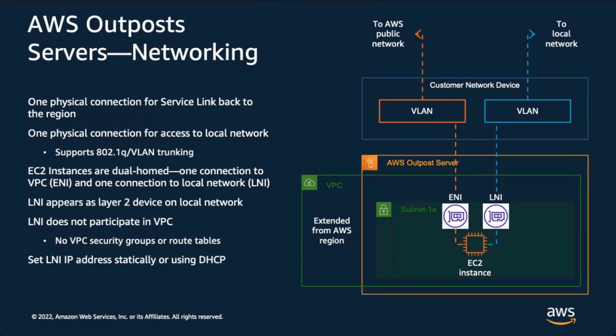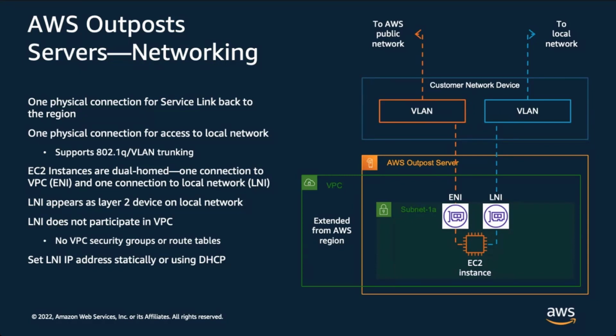So what we've done is we've created a new interface type called a local network interface, or an LNI. It's very similar to an ENI, but it's not exactly the same. If you think about an EC2 instance, you can liken that to a virtual machine that's dual homed, or a physical server that's dual homed to 2 different networks. So every EC2 instance on your Outpost server is going to have 2 interfaces. One will be an ENI, and that lets you participate inside of VPC. The second interface will be an LNI, and that lets you participate within your local network.